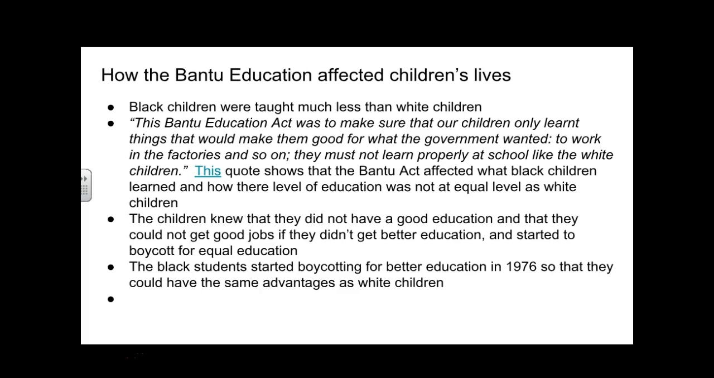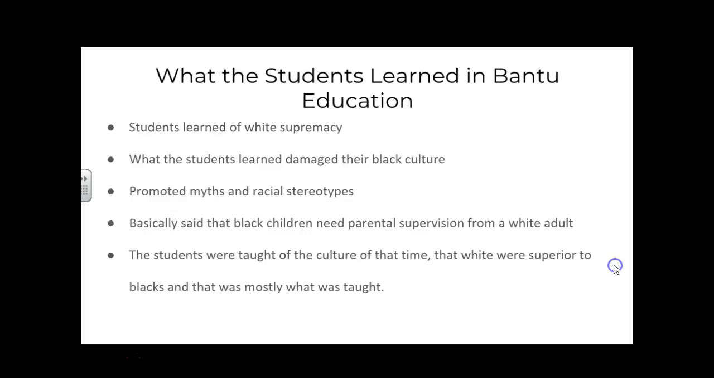And since the students did know about that, they eventually started boycotting and leaving schools to try to get the right education they needed, or just trying to get the same levels of education. Alright, so the students basically learned of white supremacy, which was basically saying that whites were more superior than blacks were, and that they needed to know this fact so that they could move on going better.